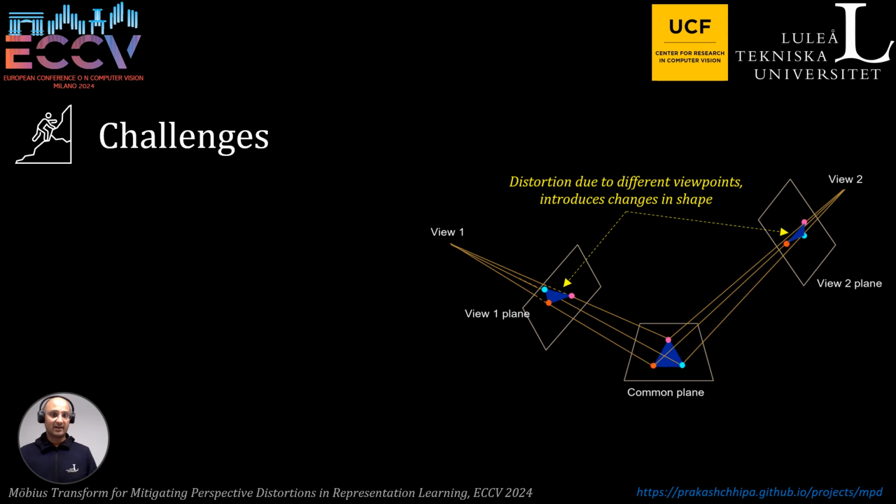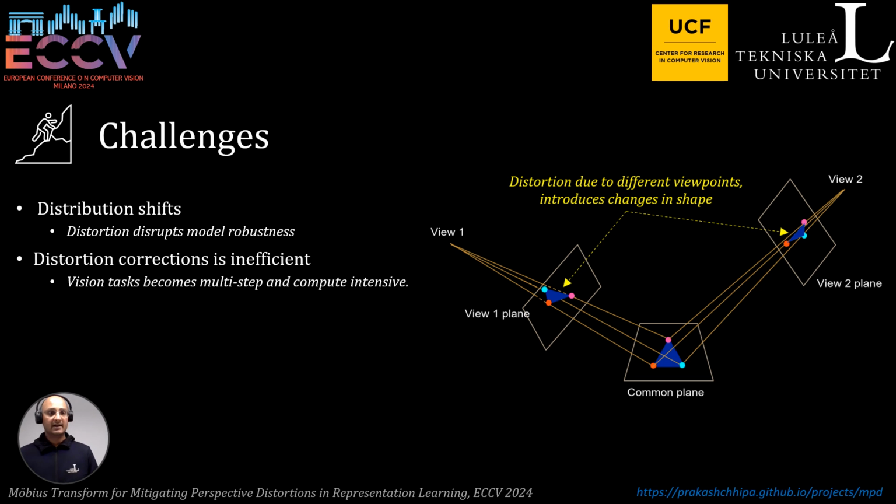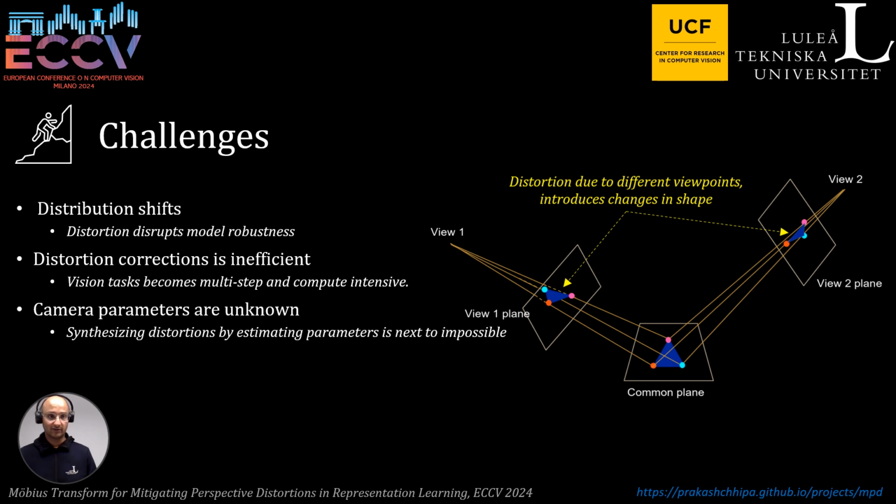So what are the basic challenges behind it? One of the prominent challenges is the distribution shift caused by these orientation and shape changes of the visual concepts in the images. And in the last decade, the research focus has been on perspective distortion correction methods, which first correct the perspective distortions and then apply the computer vision task. This makes the whole pipeline two steps, which is compute intensive and not so efficient for real-world computer vision applications.